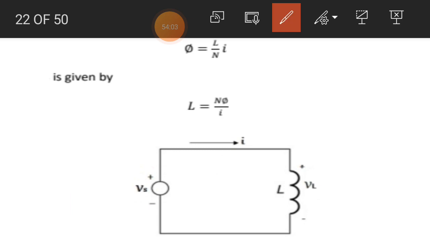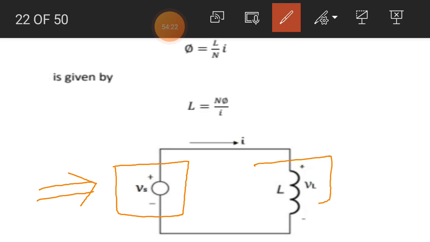You see, there are two circuit elements in this particular circuit. The voltage source, which is known as an active circuit element, because it delivers energy to the remaining circuit. And the inductor, which is known as a passive circuit element, because the inductor takes the energy from the voltage source. So the source delivers energy to the inductor, and the inductor takes this energy from the source.